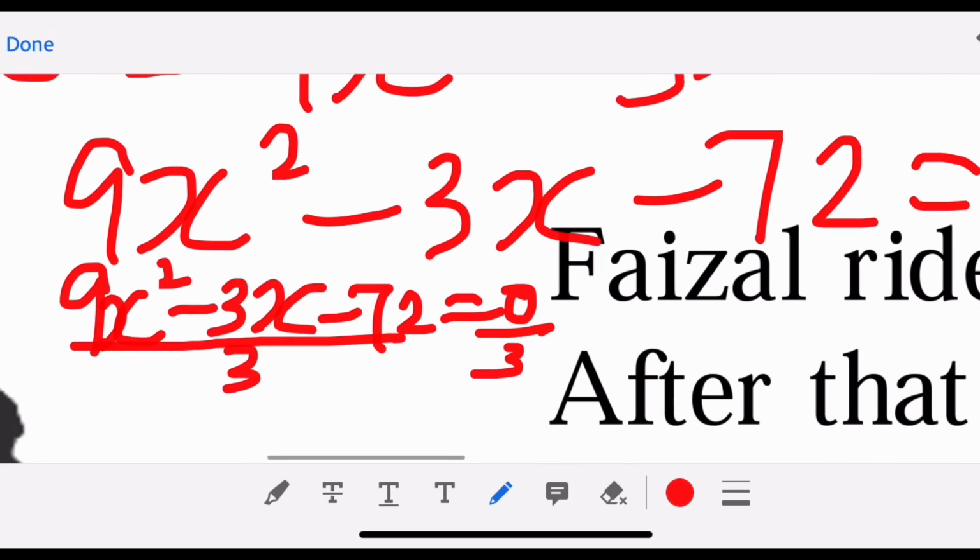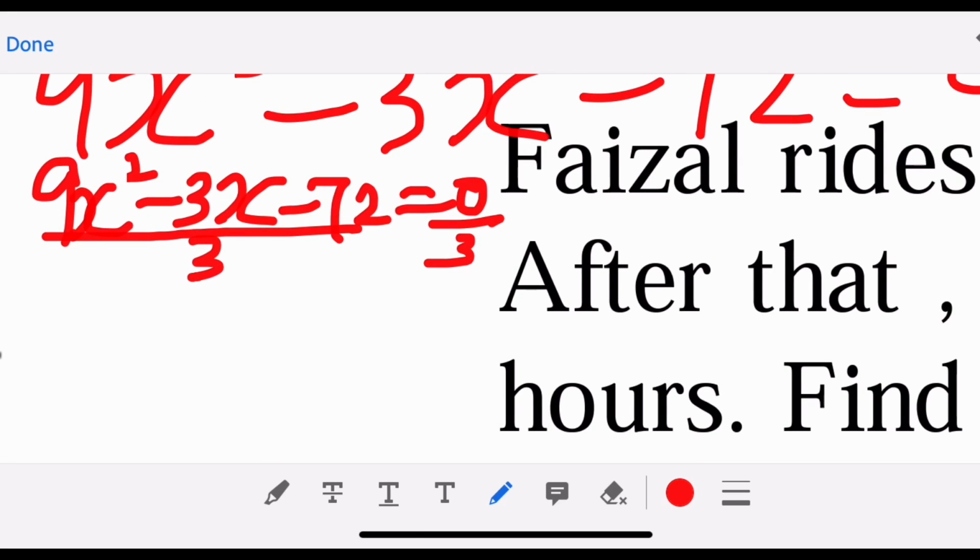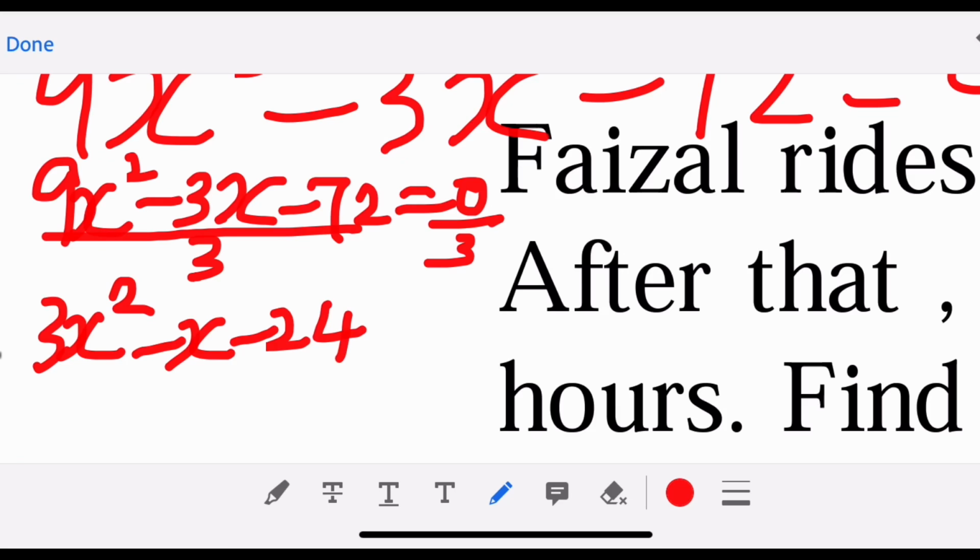So then you simplify, you have how many x squared? 9 divided by 3 is 3x squared, right? Minus 3 over 3, you get minus x, right? And then minus 72 must divide by 3 also, so you get minus 24 equal to 0 divided by 3, of course 0, right? And now we will press the calculator, and the calculator will give you the answer, right? Your A is 3, your B is negative 1, C is negative 24.